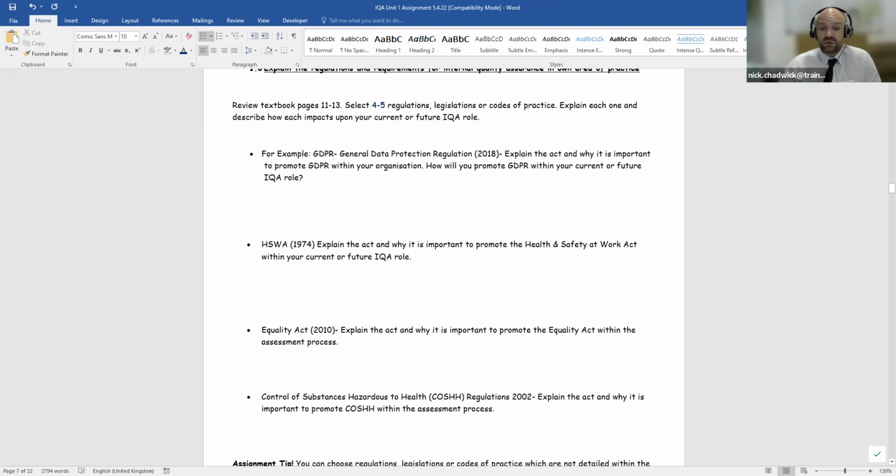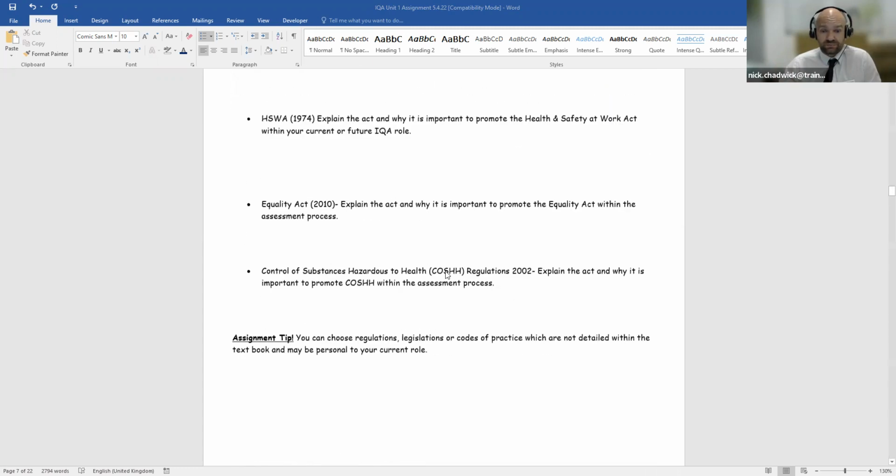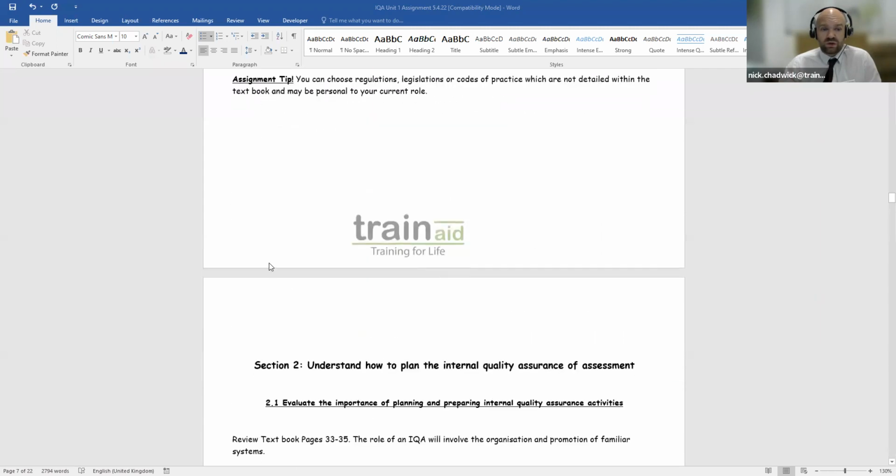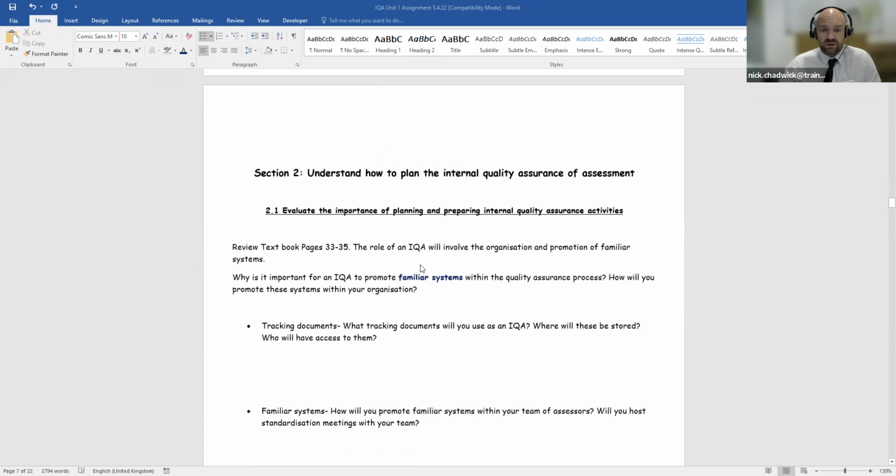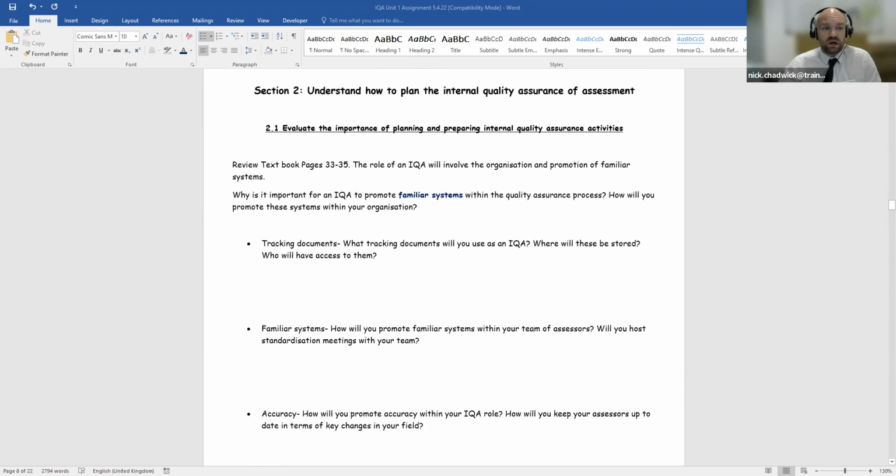So try to make this section, this criteria, as personal as you can to your own field. That's absolutely fine as well. Okay. So we are going to move on from this criteria. We are now going to look at criteria 2.1.